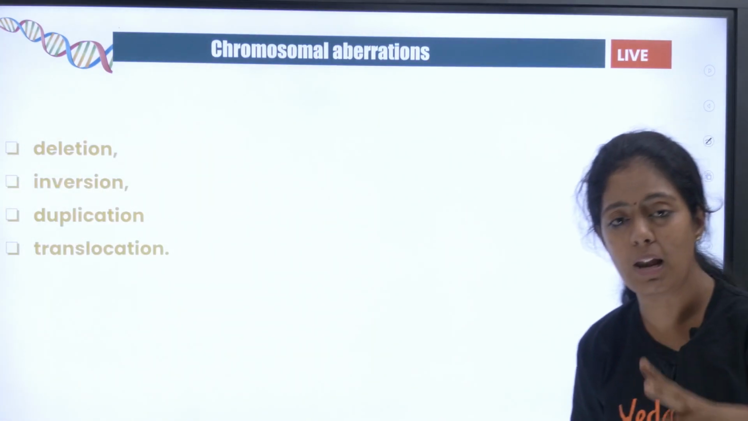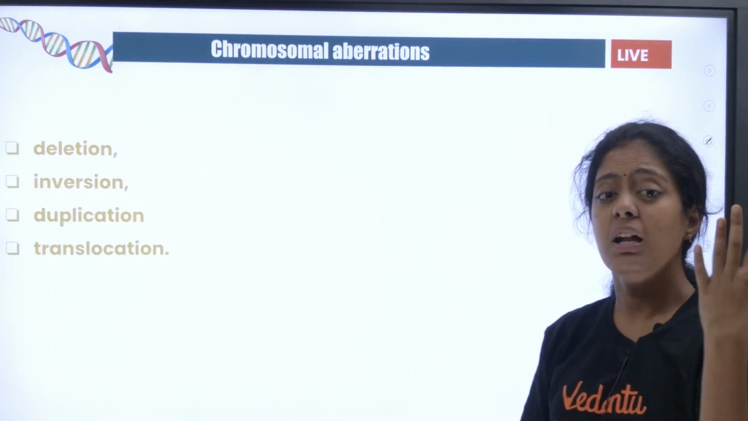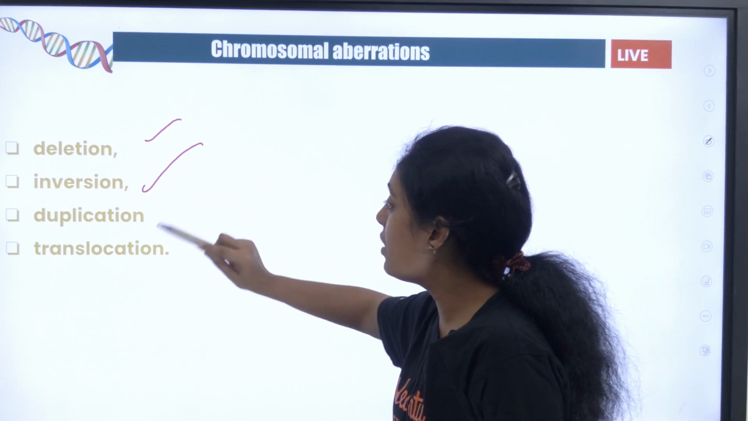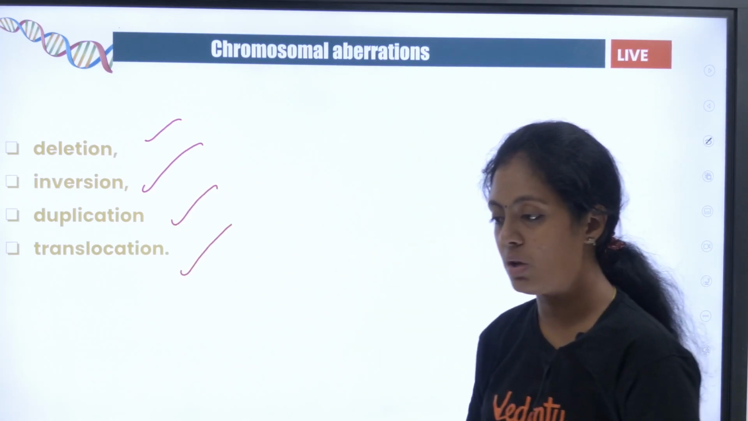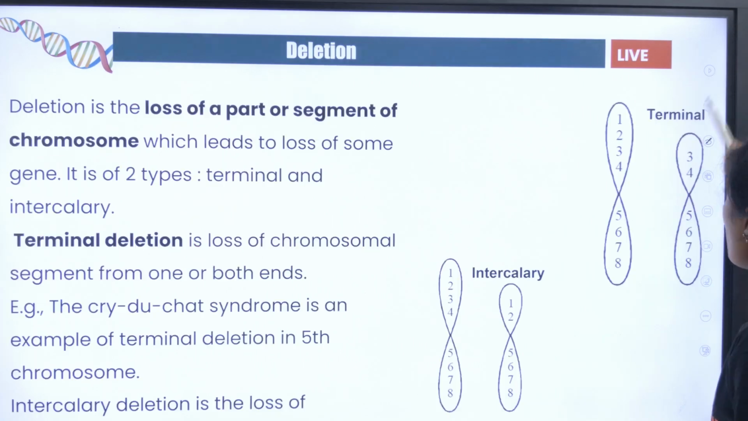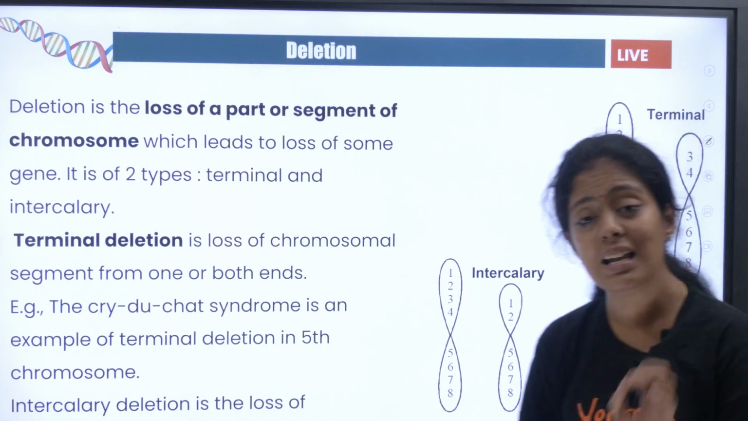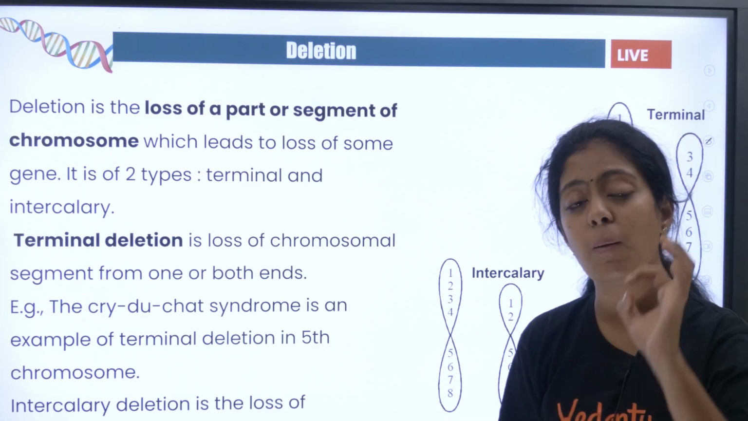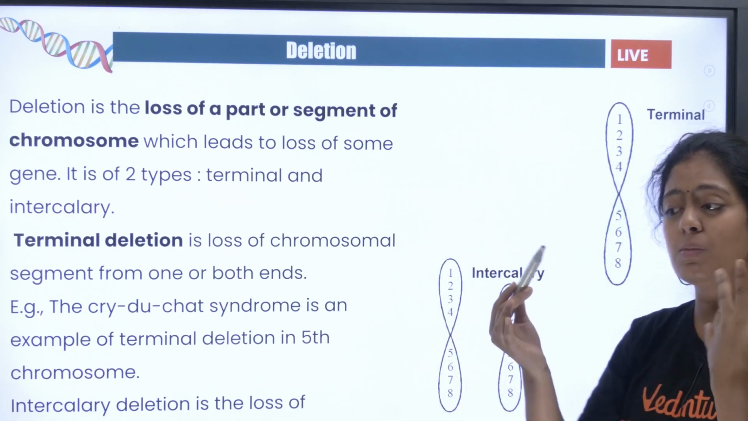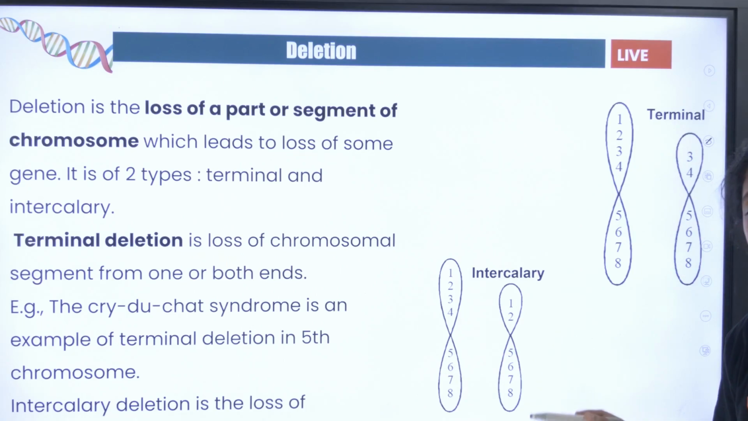So chromosomal aberration: the four important types of mutation that happen in the chromosome are deletion, inversion, duplication and translocation. Let's try to understand them one by one very quickly. What is deletion? Deletion is the loss of a part of a chromosome, or the entire arm of the chromosome is deleted. That is what I call deletion.